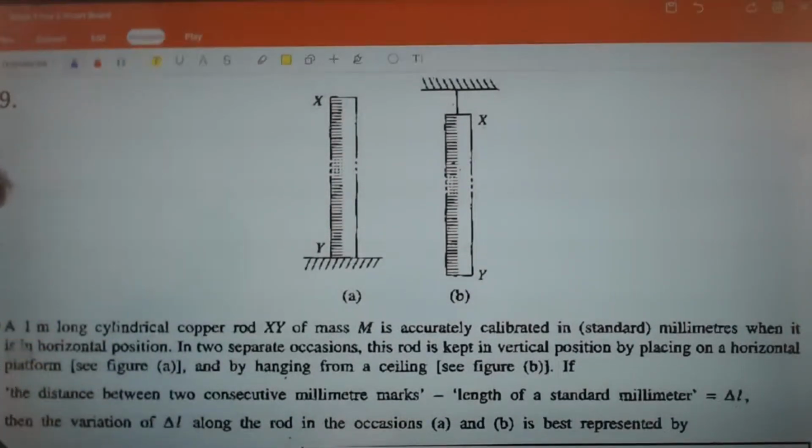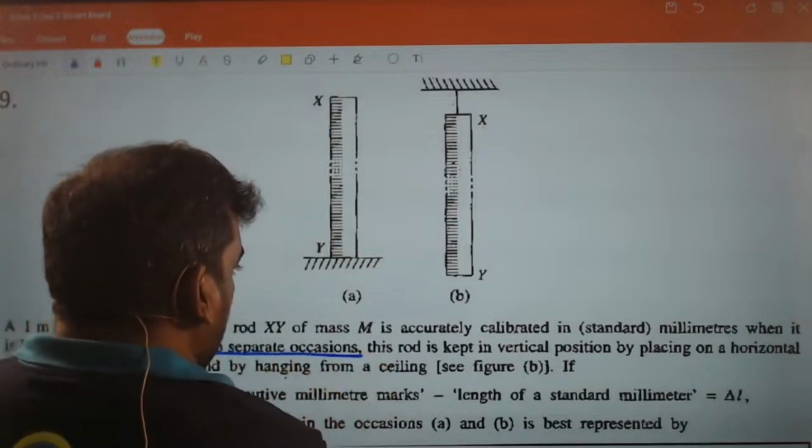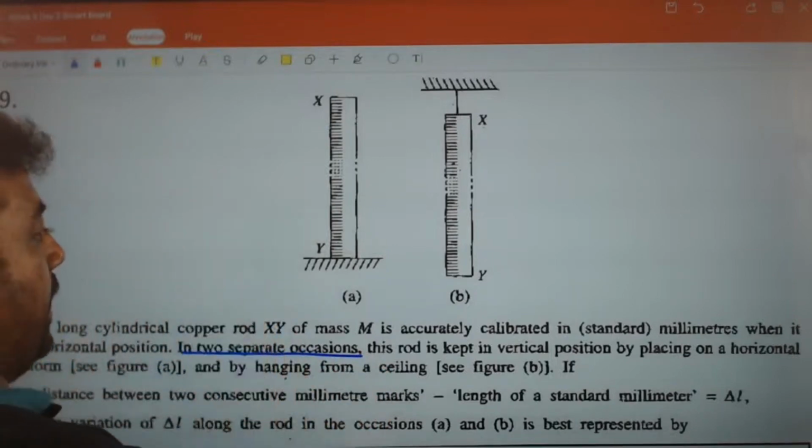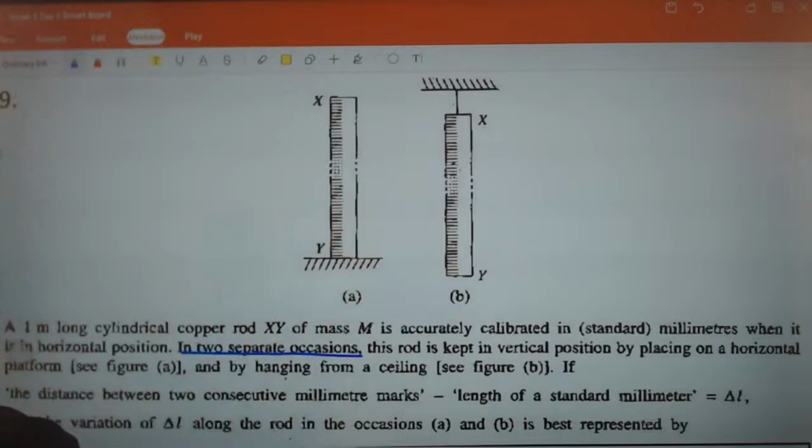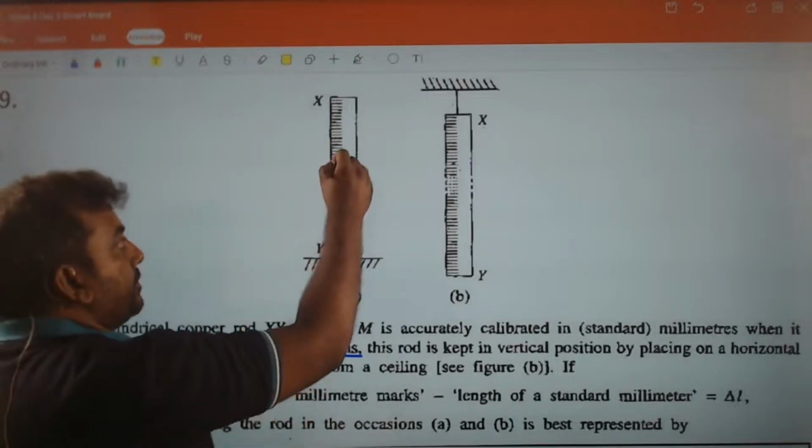Okay. Question number 19. A 1 meter long cylindrical copper wire is accurately calibrated when in a horizontal position. On two separate occasions, the rod is kept in the vertical position, by placing it on a horizontal platform and by hanging it from a ceiling. So one you are keeping, one you are hanging. The distance between two consecutive millimeter marks, delta L, and the variation of delta L along the rod in both occasions is best represented by, look at the board carefully.